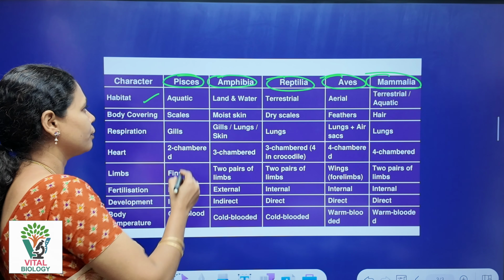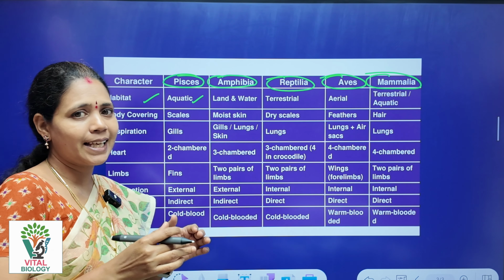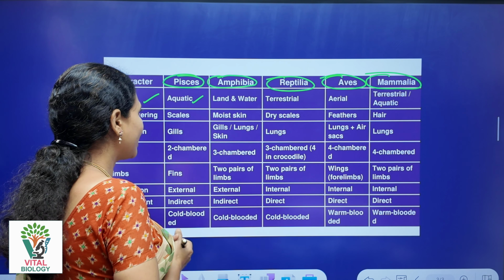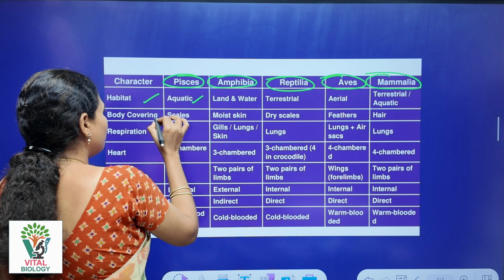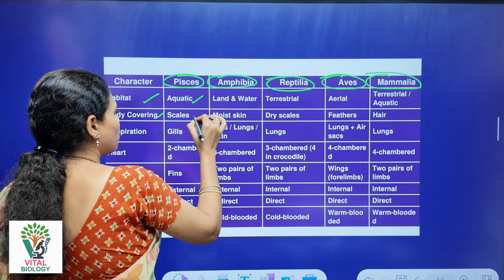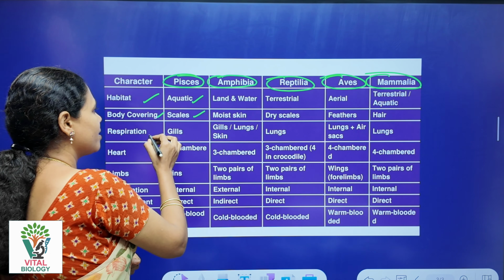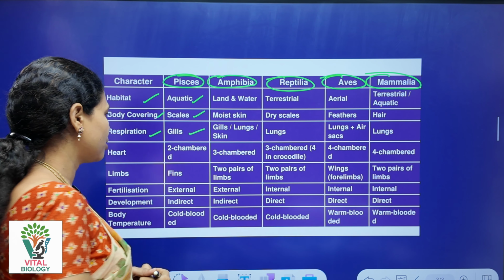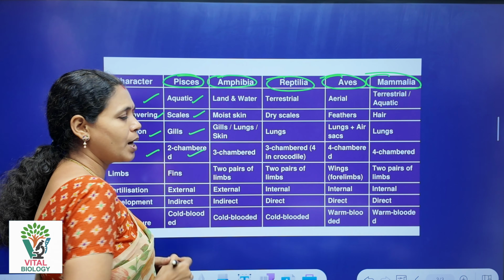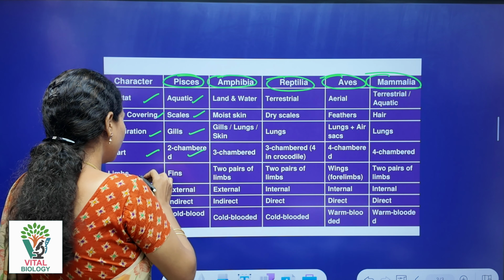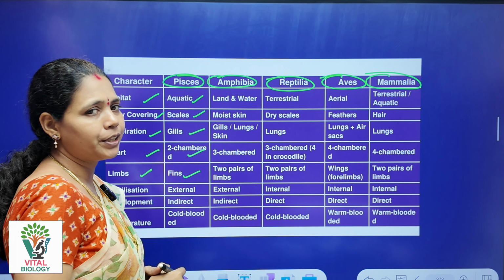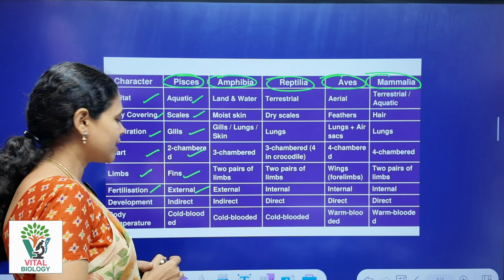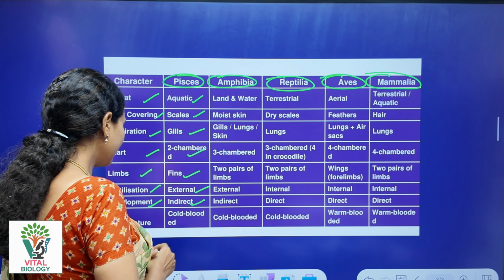From the habitat point of view, Pisces are aquatic as they live in water. Their body is covered with scales. For respiration, as they are aquatic, gill or branchial respiration is seen. The heart is two-chambered, one auricle and one ventricle. The limbs are modified into fins so that they can swim in water. Fertilization is external and development is indirect.